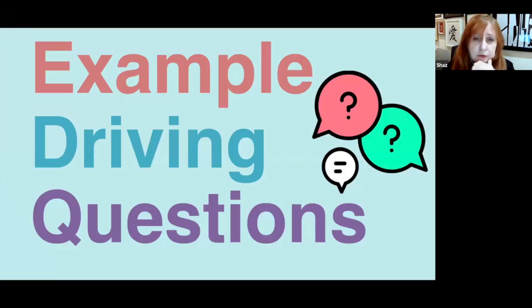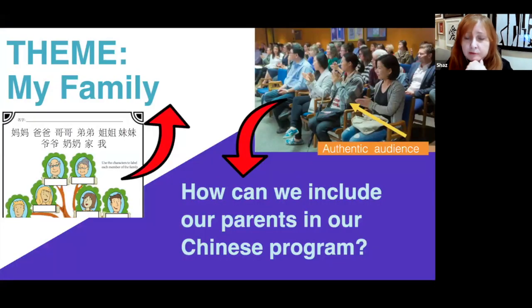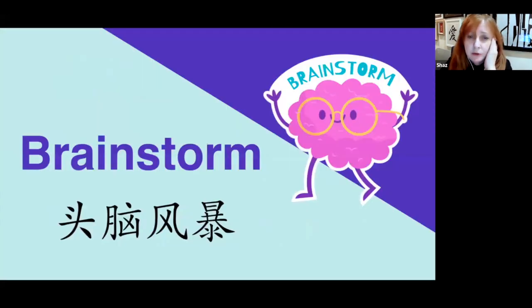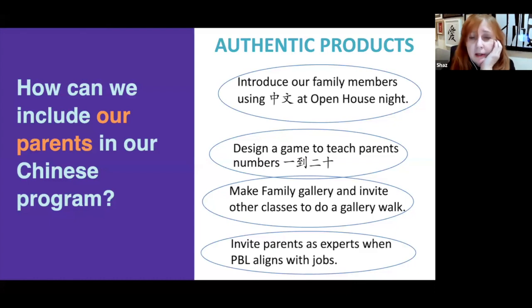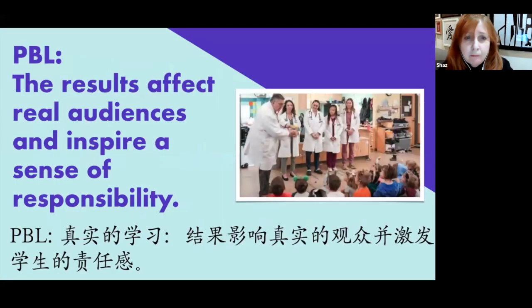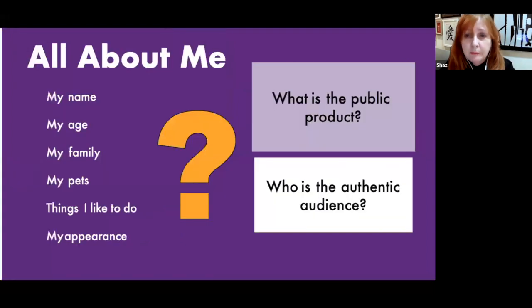So there's an example of driving questions, okay? You're doing family. How can we include our parents in our Chinese program? I think we looked at that already. Designing a game. So these are just some examples that you can include family in your Chinese program. And as I said before, once you have a public audience and the students know that it's going to be a public audience, then you need to make sure that they understand that their work needs to be of high quality.